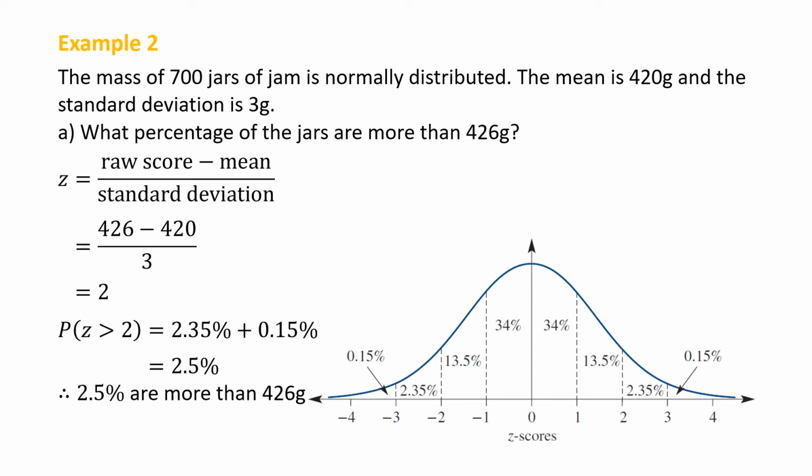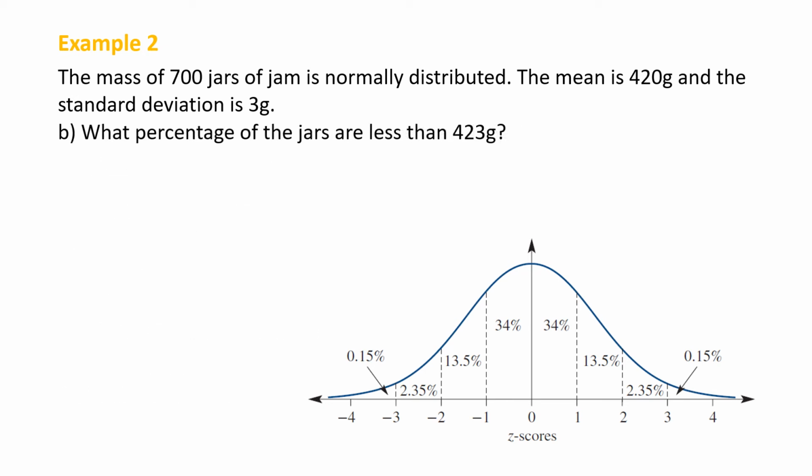All right, we found ourselves a z-score. We need to make sure that we read the question carefully, because here it says more than 426 grams. A common mistake is people work out 2 standard deviations and then add up everything less than 2 standard deviations. If the question says more, we've got to look to the right of that number. If it's less, then we look to the left.